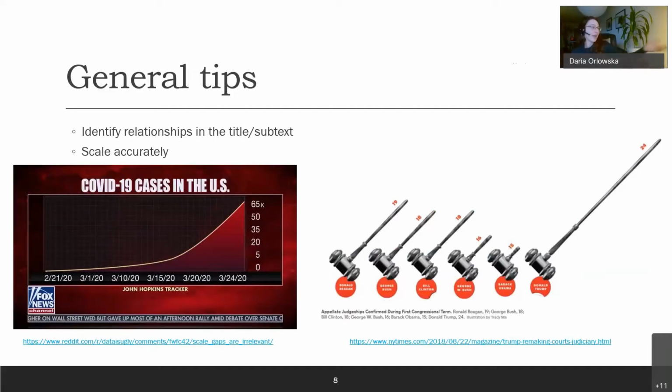On the left-hand side, we have an example: COVID-19 cases in the US. If you could just type in chat really quickly what you think the issues with this graph are, if you feel up to it, tell me your thoughts. What's the first thing that jumps out at you? Labels? Yeah, exactly.